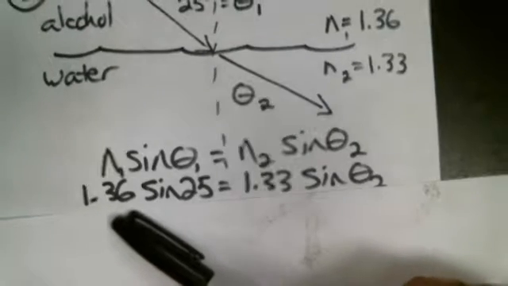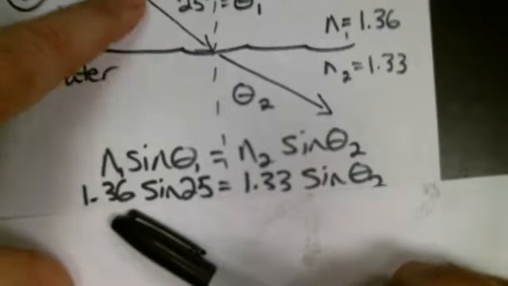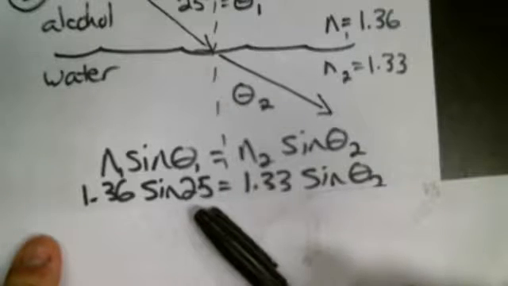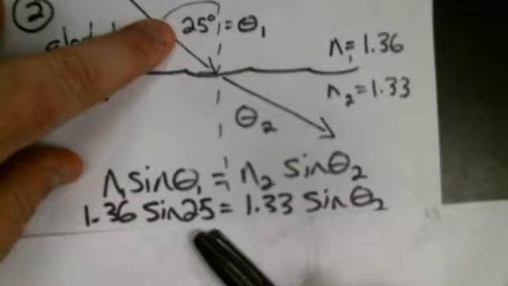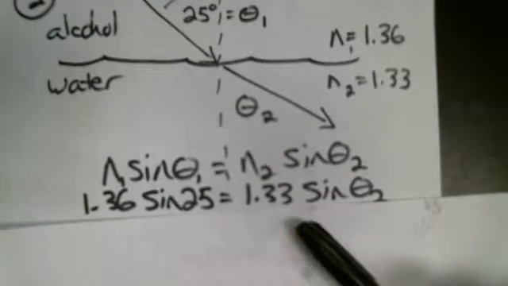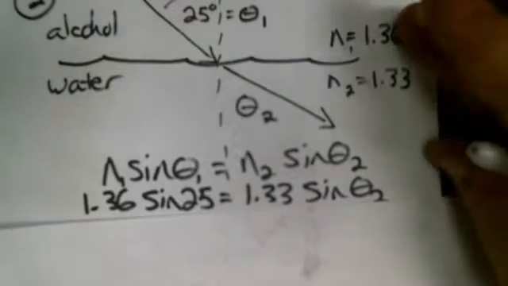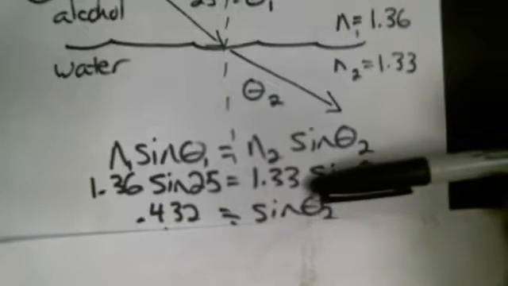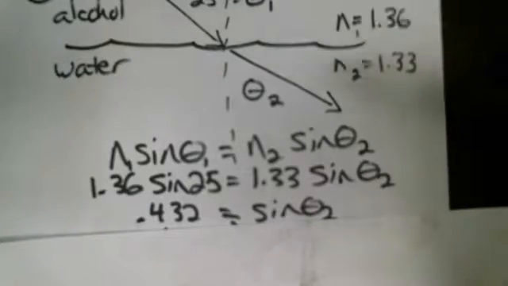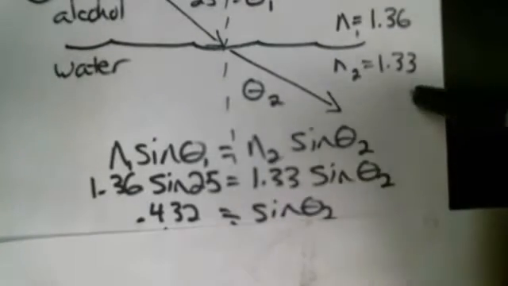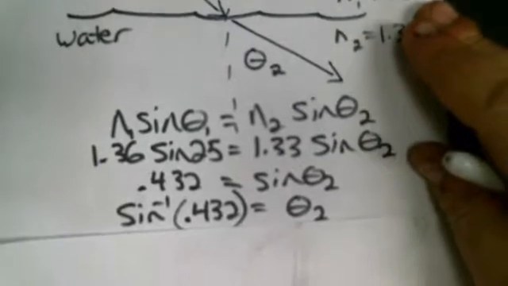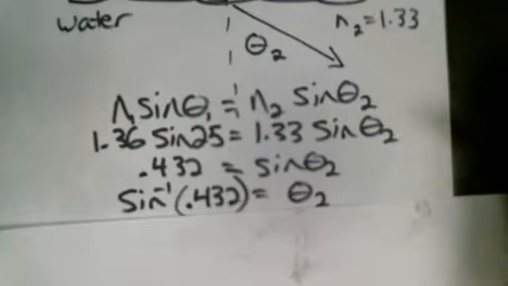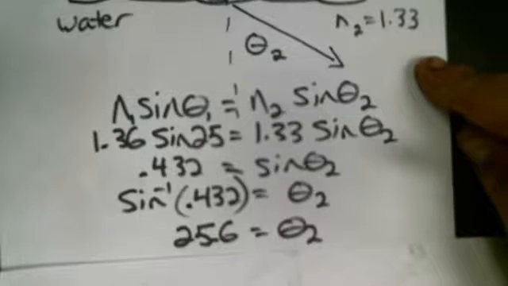And so we get 1.36 for the n1. That's the first material that the light is in. Sine of 25, the angle of incidence, the first angle that is made, equals 1.33 sine of the unknown. The left-hand side gets to be 0.432. That is also by dividing both sides by 1.33 at the same time. But this 0.432, that's equal to the sine of theta. You got to do the inverse sine in order to find out what the plain old angle is. And that turns out to be 25.6.